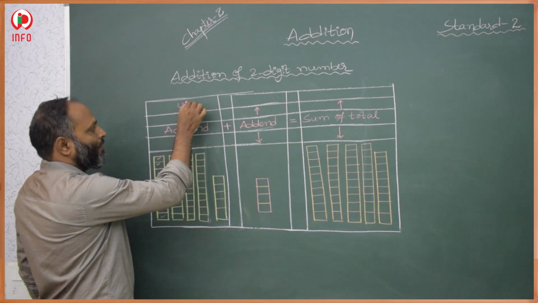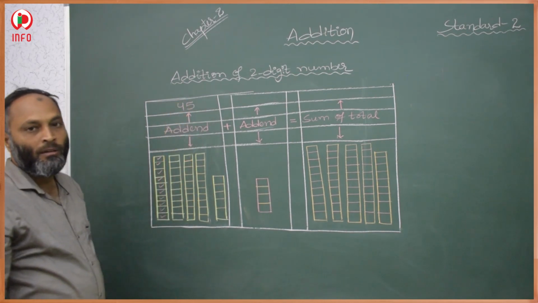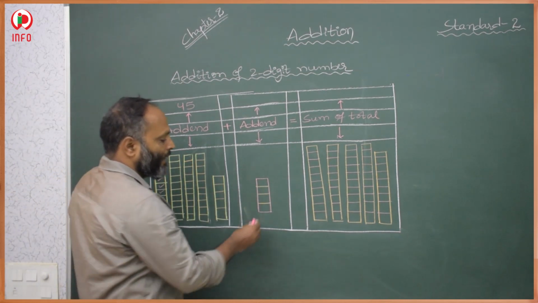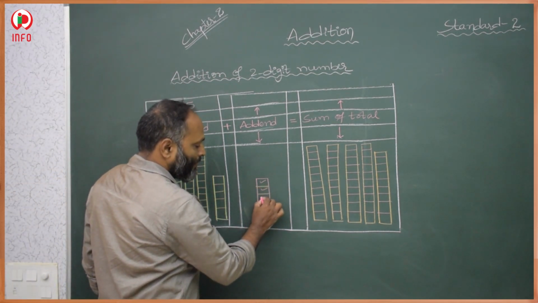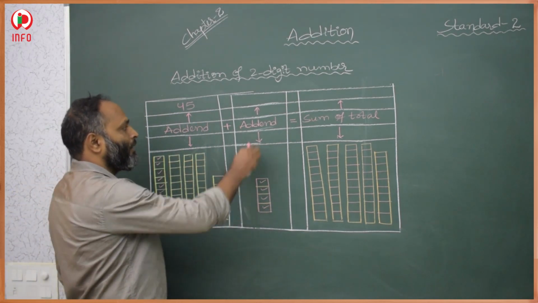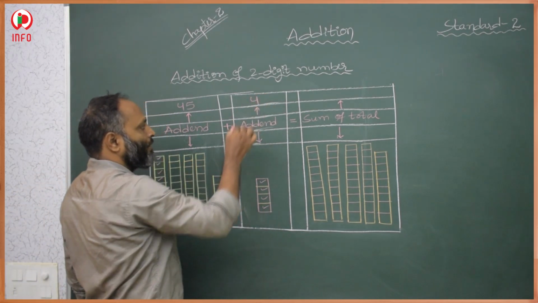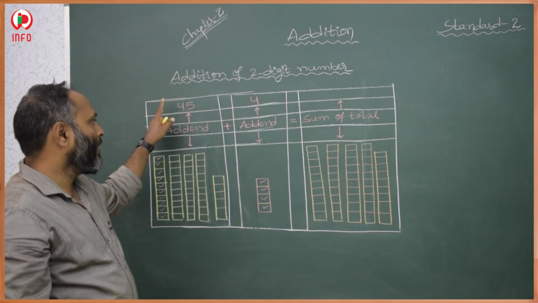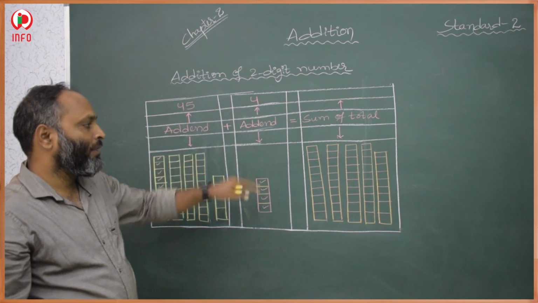Then 40, 41, 42, 43, 44, 45. The first addend is 45. And the second addend: 1, 2, 3, 4. What is our second addend? That is the incomplete block. So that is 4. So then 45 and 4. When we are going to add 45 and 4, how much is it?